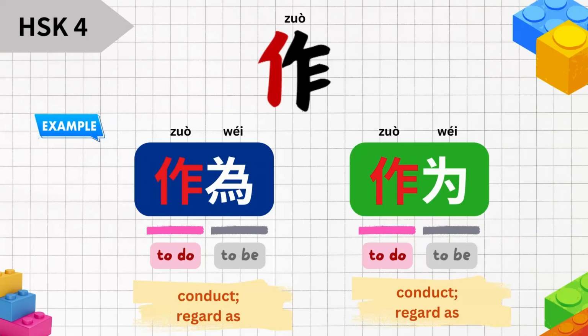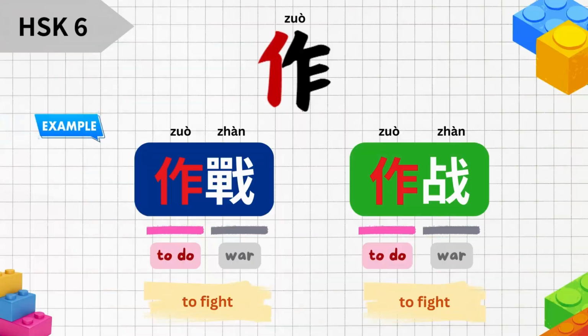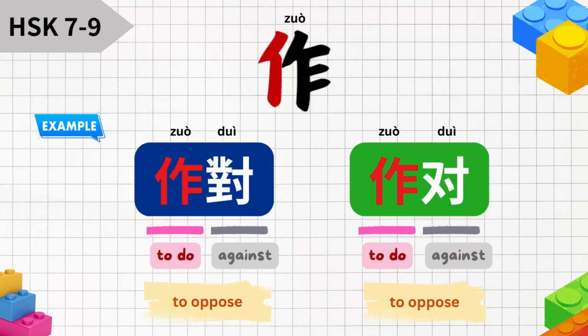Let's start with 做. When we combine 做 with 家, it gives us 作家, which means writer. The writer's work is called 作品. Here are some more examples that start with 作: 作为, 作战, 作对.